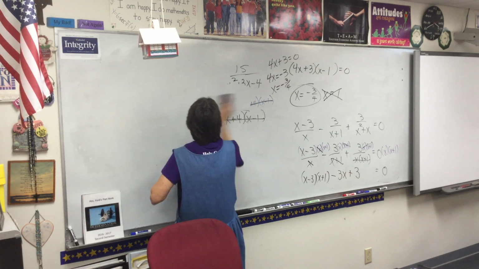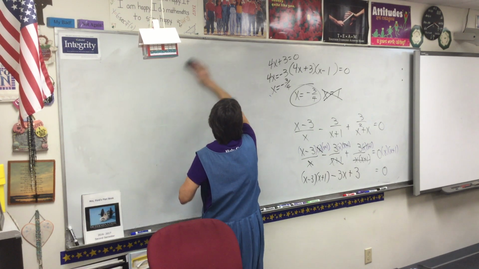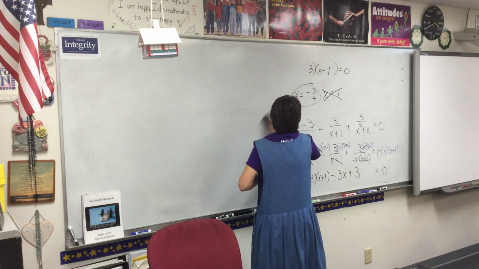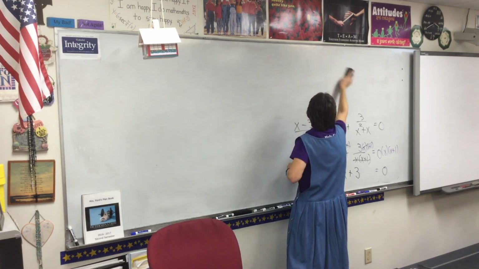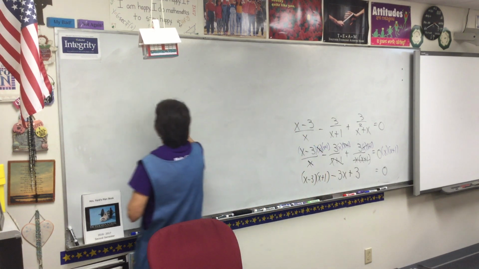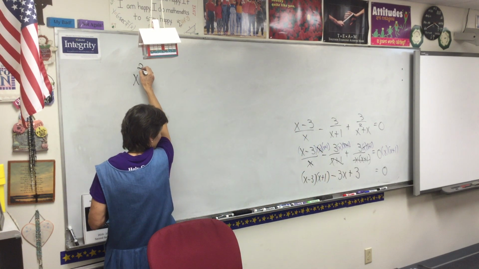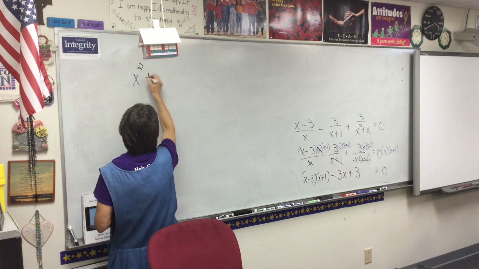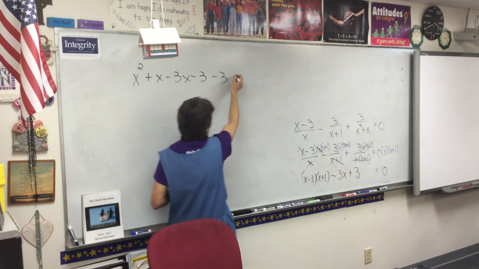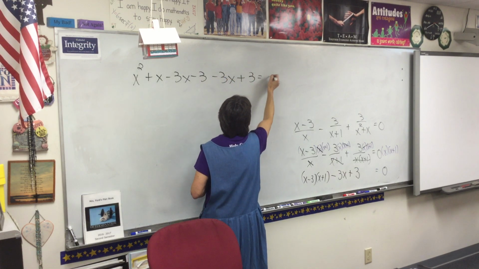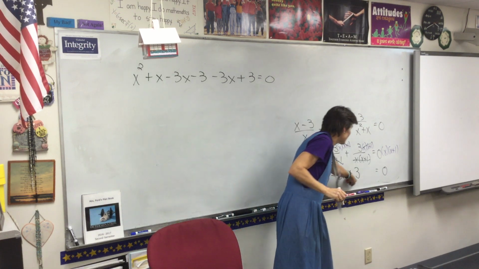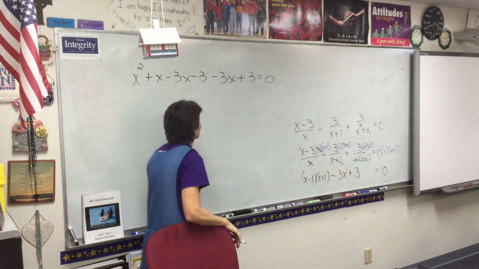Okay, what are we going to do with that? Going to do some distributing right here, right? So we're going to get x squared plus x, plus x minus 3x, minus 3, minus 3x plus 3. Oh, that's a bunch of terms. Don't forget about this part.